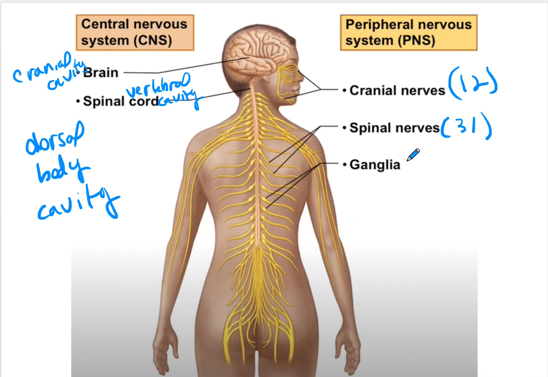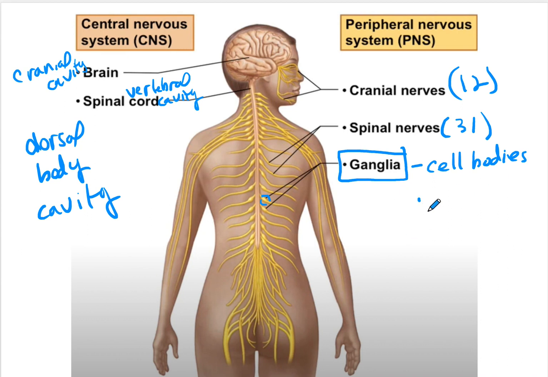You also have something interesting here called a ganglia. A ganglia is an interesting structure. You can see it comes off the peripheral nervous system as a little bulb-like structure right here. What is found in a ganglia are cell bodies. We'll talk about what this structure is, but I just wanted to point it out to you now.